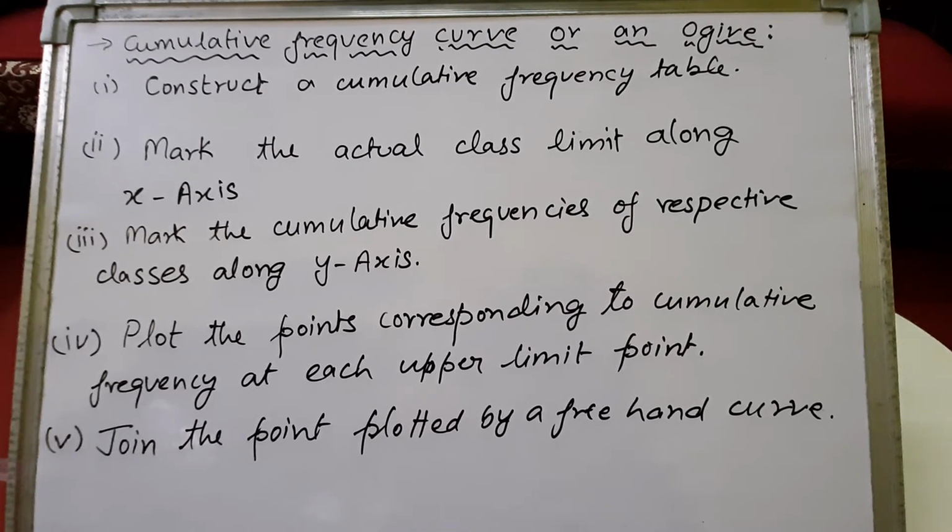And then when all the points are plotted, what we'll do is join the plotted points by a freehand curve. This is all we are going to do when we are drawing the cumulative frequency curve, or ogive, right? Note down the steps please.